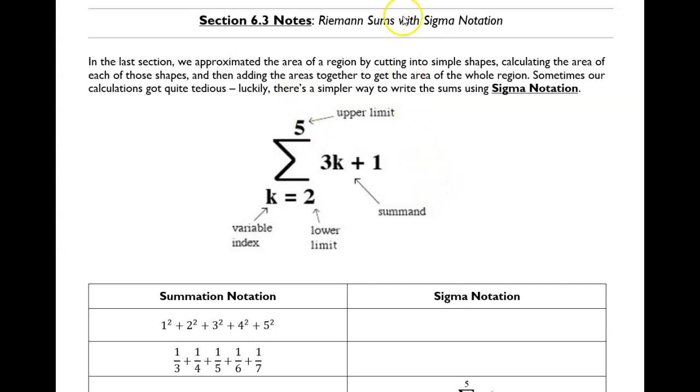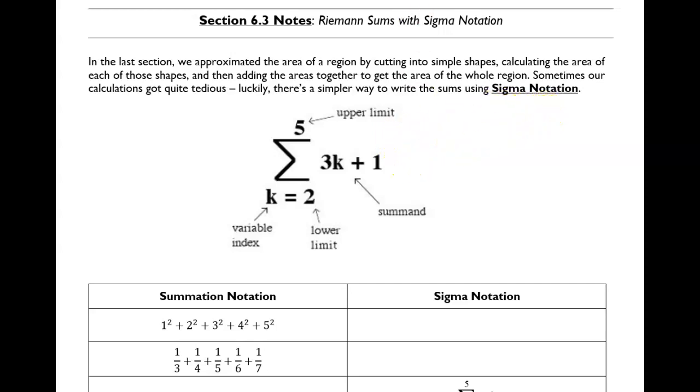In section 6.3, we'll be discussing Riemann sums with sigma notation. In the last section, we approximated the area of a region by cutting it into simple shapes such as rectangles or trapezoids, finding the area of each of those shapes, and then adding them together. Sometimes our calculations might get tedious, especially if we get smaller and smaller intervals. So there's a simpler way to write that, and that's using sigma notation.